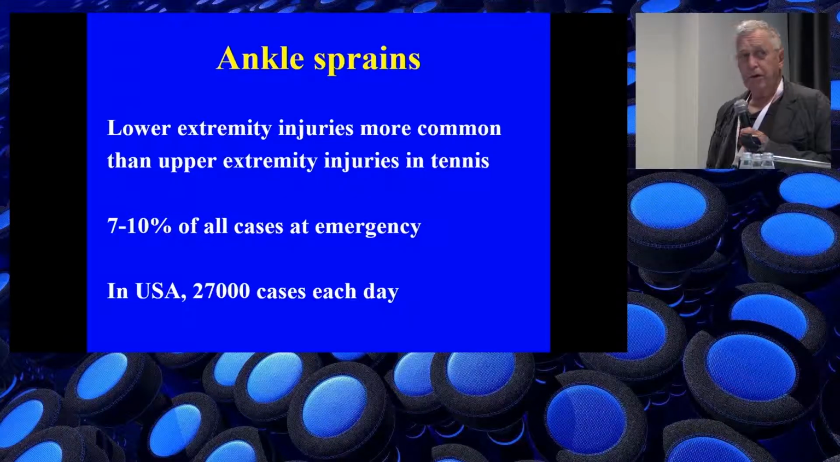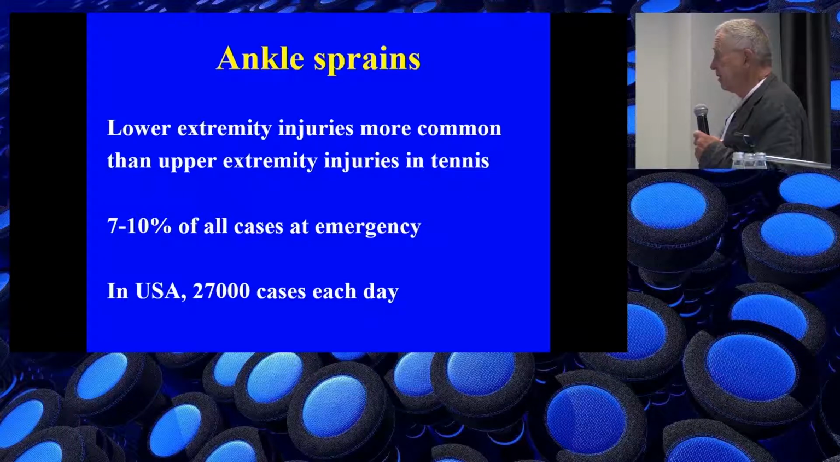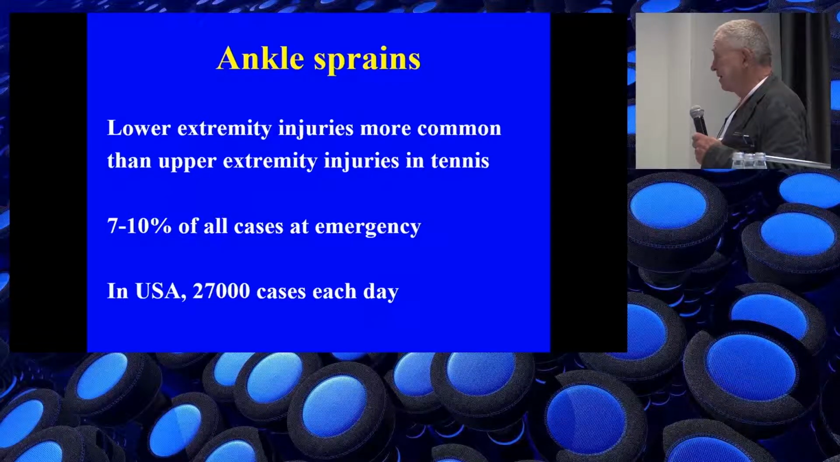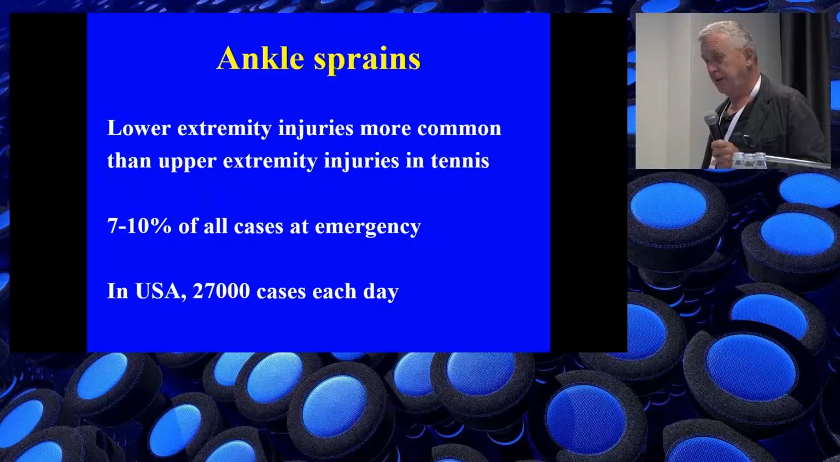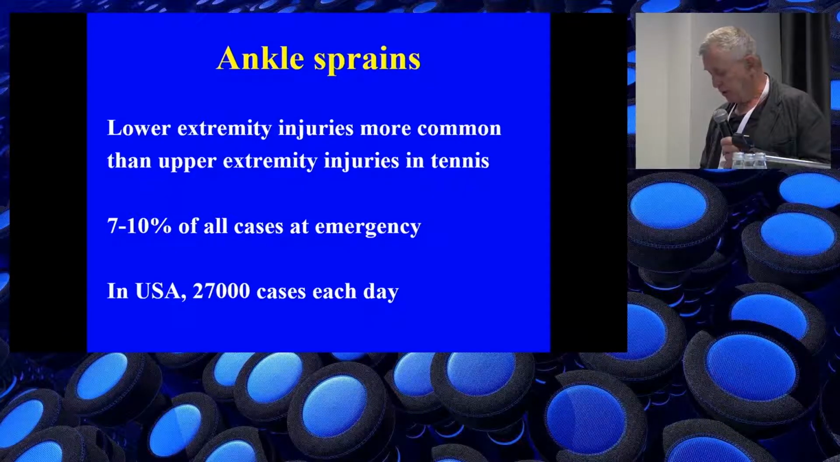I'll just give you an idea of how important or how common this problem is. The lower extremity injuries are much more common than in the upper extremity, of course, because it's more loaded in the lower extremity. And in the United States, there are 27,000 cases every day, so you can see it's quite a problem. And it's important that you can treat these acute problems properly.